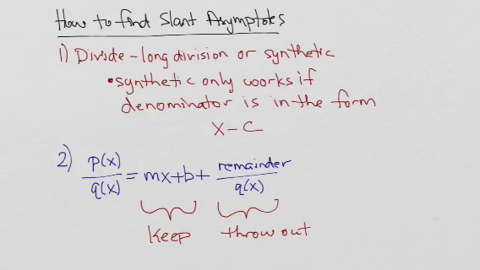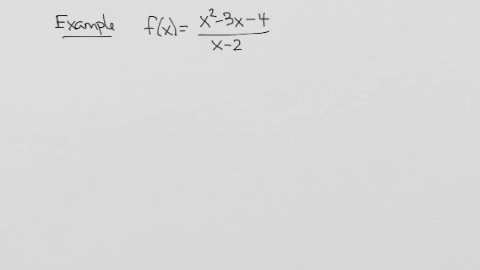So how do I get an answer? Well, anytime I have this rational function where there's a fraction and there's an x in the denominator, and I do the division either way, my answer is going to end up in a y equals mx plus b format. And then there's going to be a potential remainder. Now that remainder is something we don't really need anyway. We're going to throw it out, and we're just going to keep the mx plus b portion. All right, so let's do a couple of examples.